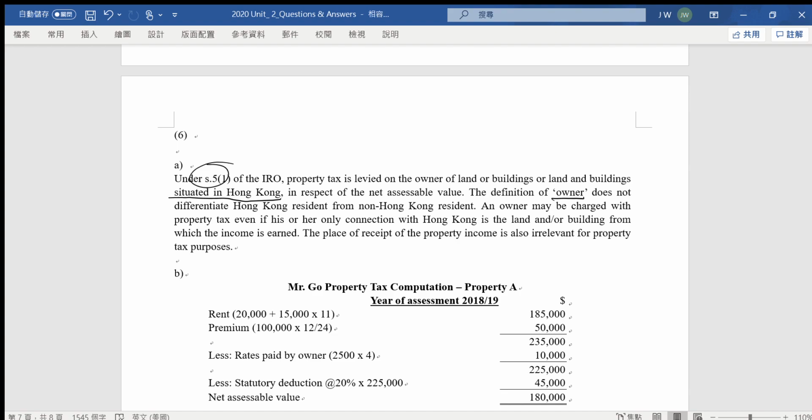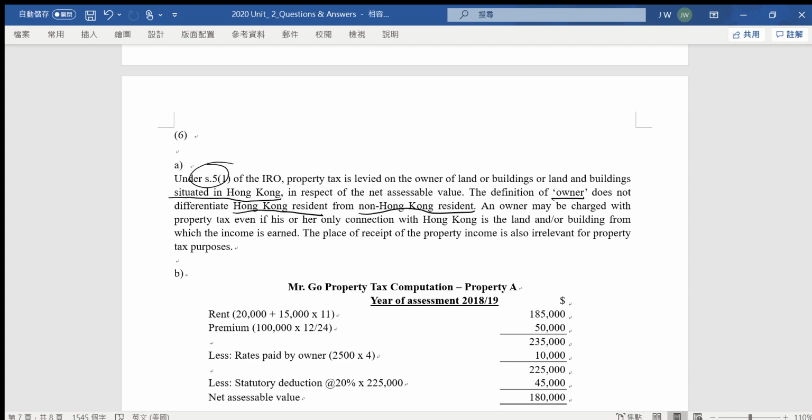You should mention that it does not differentiate Hong Kong residents from non-Hong Kong residents. There is no difference. It doesn't differentiate. And the owner is charged property tax, even if he or she is only connected with Hong Kong, focused on the land and the building's physical location, and also whether the concerning property is being lent out and receives rental income.